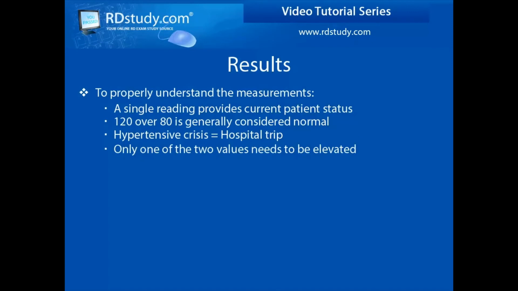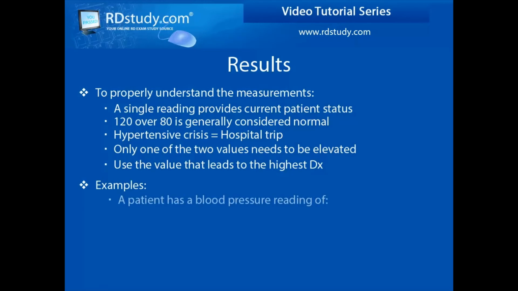Correct interpretation of the measurements is vital. Just knowing the ranges is not enough. Only one of the two values needs to be elevated for the patient's current status to change. You always want to take the highest value from both values measured to understand why a patient was diagnosed at a particular level. Let's go through a few examples.